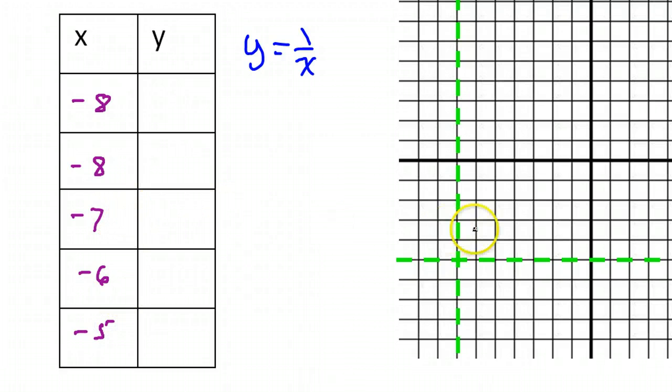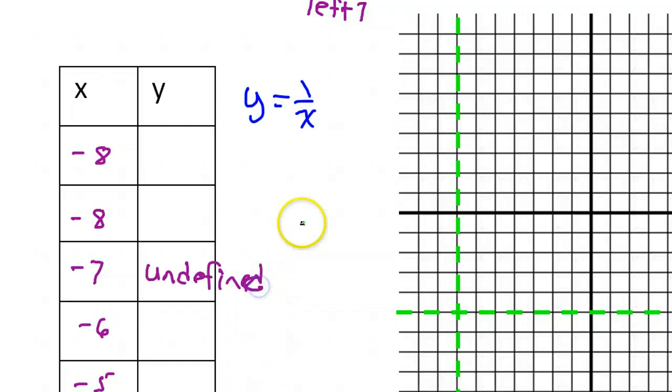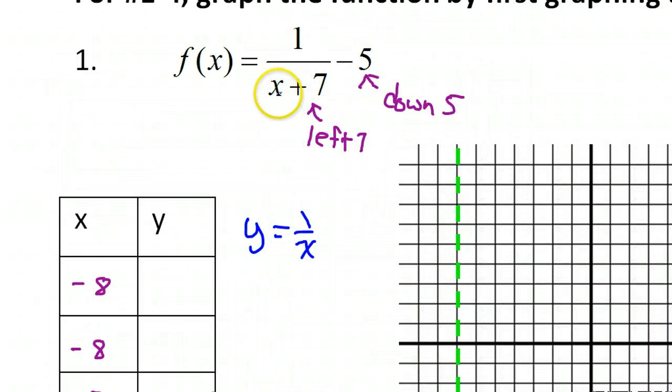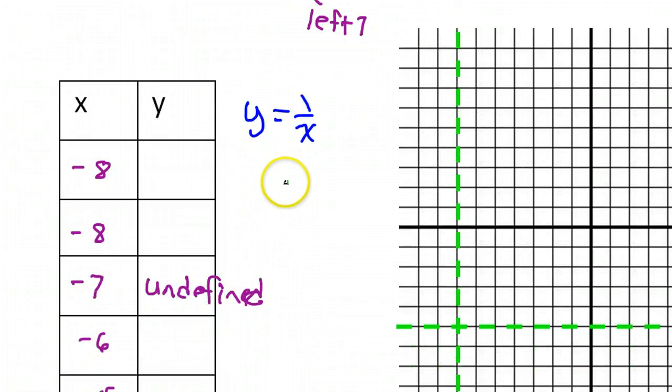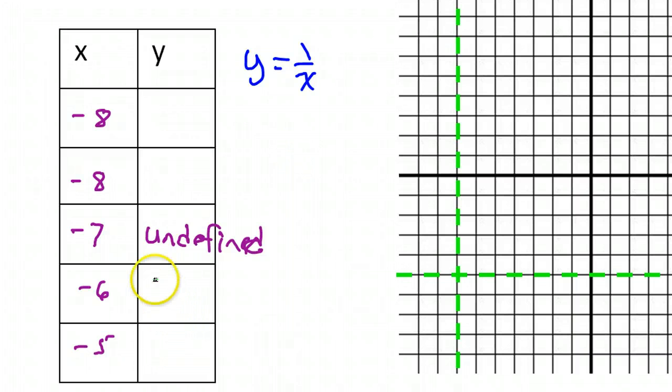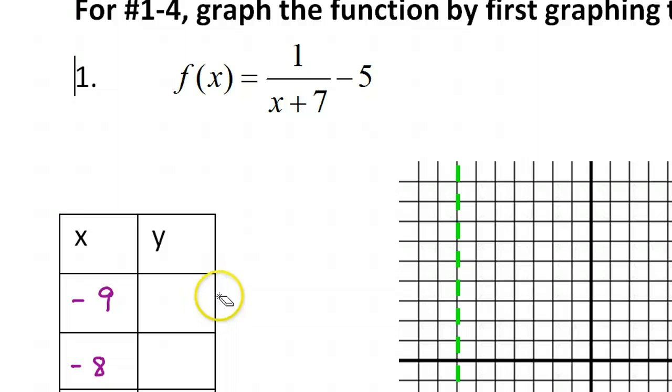Of course the vertical asymptote will be undefined. Because think about it: if x were -7, we would have -7 plus 7. That would make 0 in the denominator, and you can't divide by 0. Now we need the y values that go with this. For now, let's just use the calculator, but eventually you'll have to be able to find these y values by hand without a calculator. So 1 over x plus 7 minus 5.